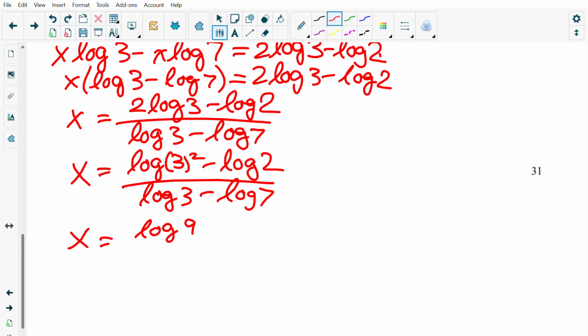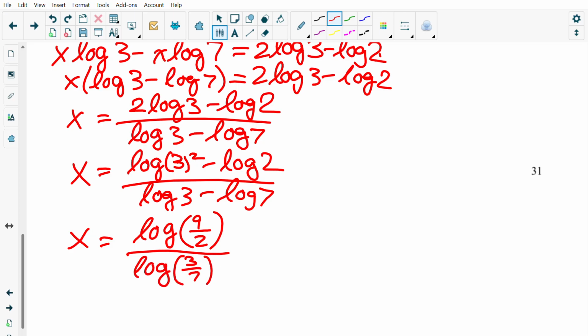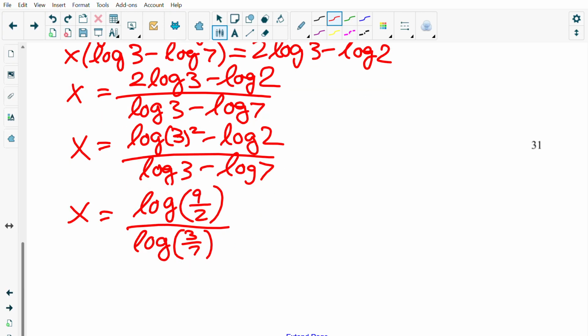So that is log of 3 squared. Let's call that 9. So log of 9 divided by 2. Okay, so remember, quotient law: log base c of m minus log base c of n equals log base c of the argument m divided by n. Okay, so that's 9 divided by 2. And then log of 3 divided by 7.